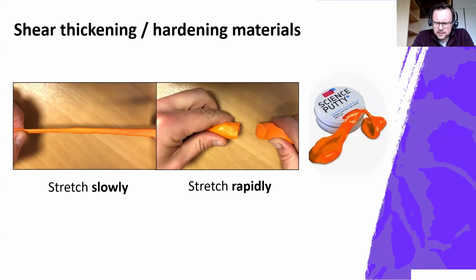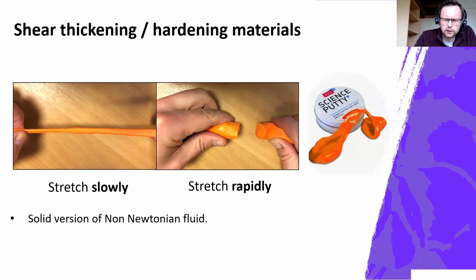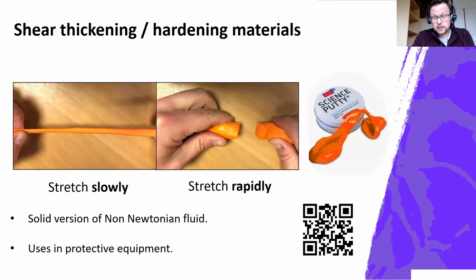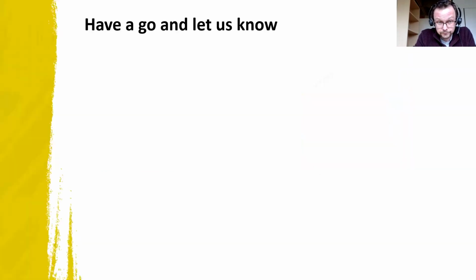And as a result, this can be used to protect you against impact. And it's almost a solid version of the oobleck from the previous slide. If you'd like to learn more about it, you can follow this QR code where John Wood explains how crash helmets can be made out of this kind of material.